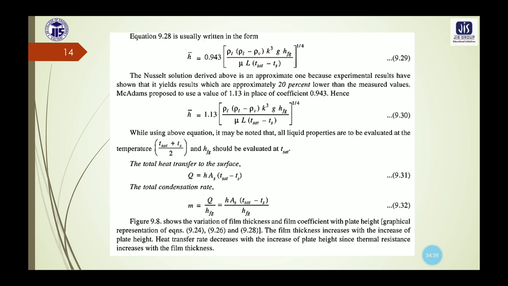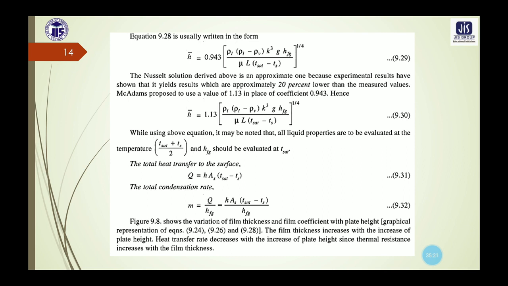Again, the Nusselt solution derived above is an approximation, because experimental results have shown that it yields results which are approximately 20% lower than the measured values. So McAdams proposed to use a value of 1.13 in place of the coefficient 0.943. This is the McAdams representation, equation number 9.30. Using this equation, all liquid properties are to be evaluated at the temperature (T saturated plus Ts) by 2, and hfg should be evaluated at T saturated.